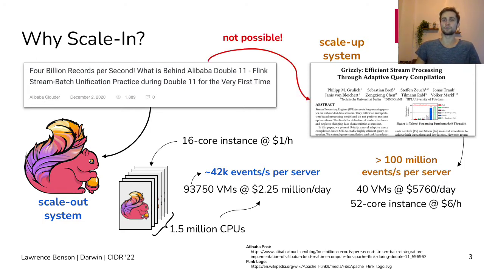But it's really important to note at this point that this is simply not possible with what's presented in research. Processing 4 billion events per second is worth multiple terabytes of data, and currently it's simply not possible to ingest this into a single server. And even with this, we can see that Grizzly would need 40 VMs to handle the load, and this system is designed for a single server.